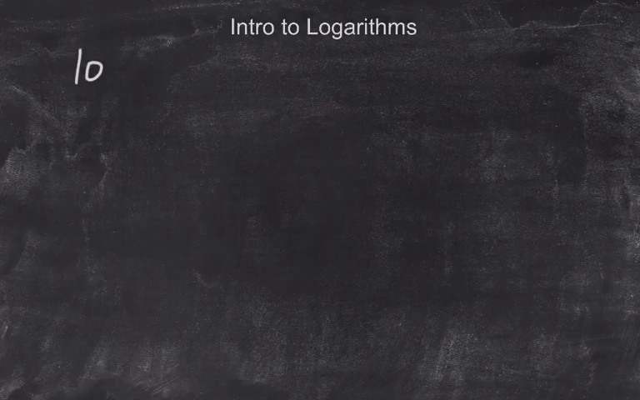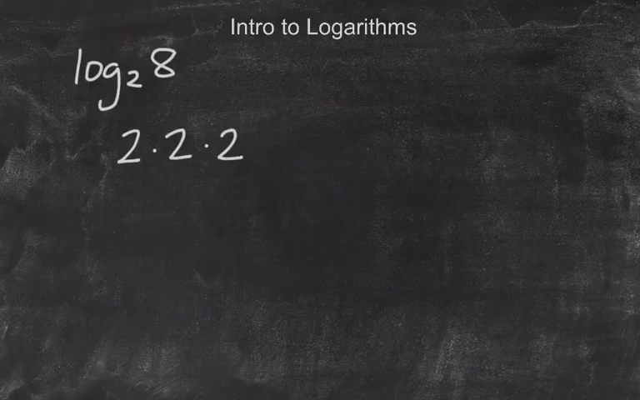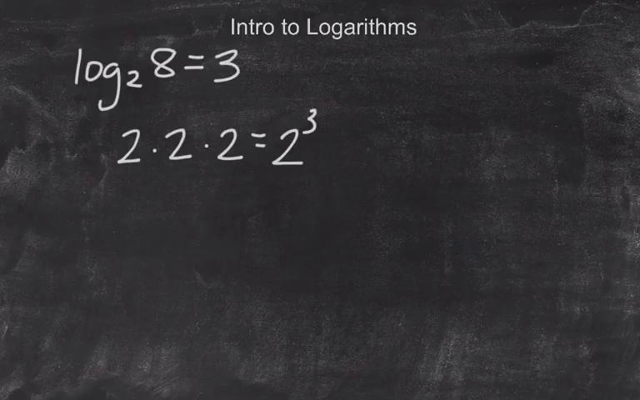If we look at the expression log base 2 of 8, we know that this notation is asking the question, 2 to the power of what gives me 8? And we know 2 times 2 is 4, times 2 is 8. So this is 2 cubed. So 2 to the power of 3 equals 8, which means log base 2 of 8 equals 3.